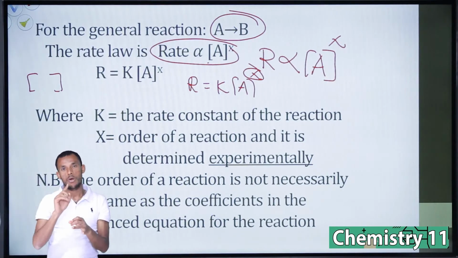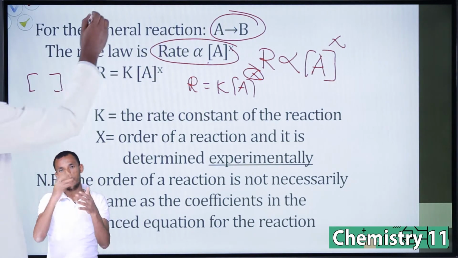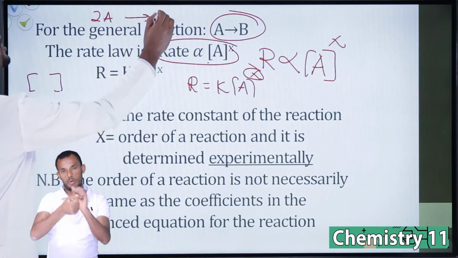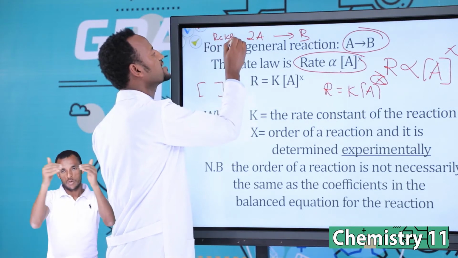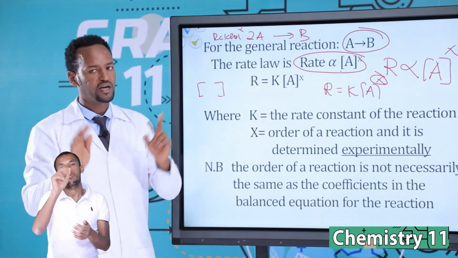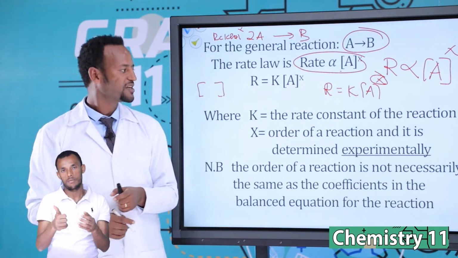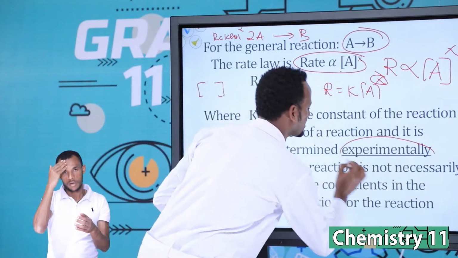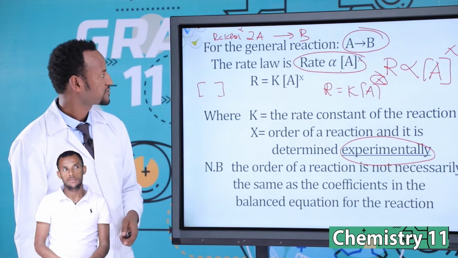X is not the stoichiometric coefficient. For example, 2A converted into B, rate is equal to k[A]^x. But in this case, x is not 2. X is not the same as the stoichiometric coefficient. X is determined experimentally.